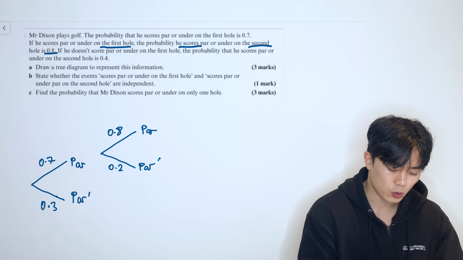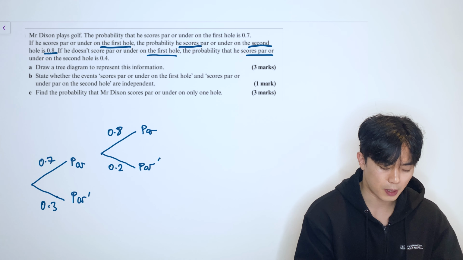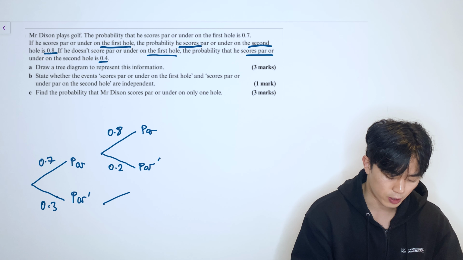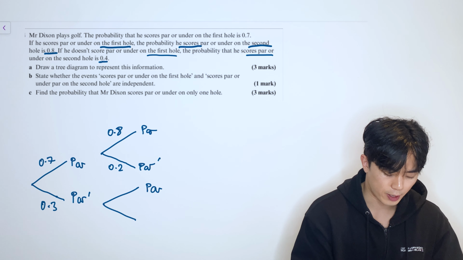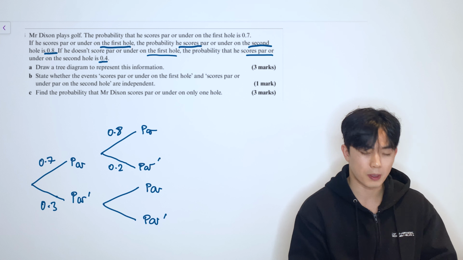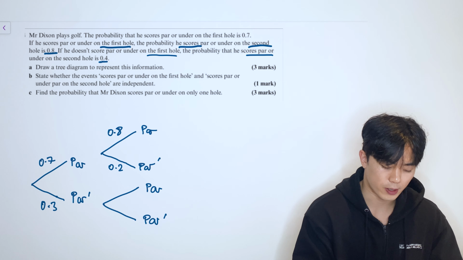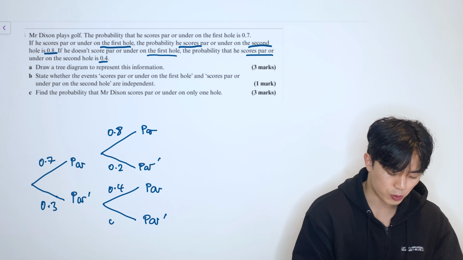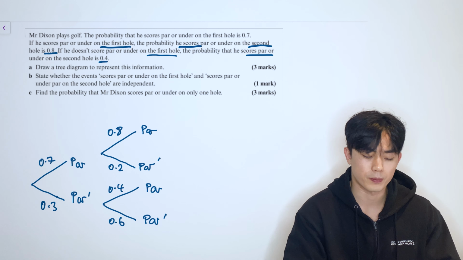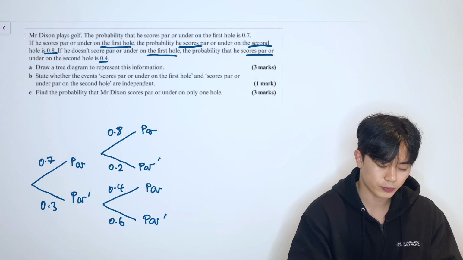Now, if he doesn't score par on the first hole, the probability that he scores par or under on the second hole is 0.4. So par or not par here as well. So if he doesn't score par, which is 0.3, the probability of scoring par in the second hole is 0.4. And therefore, this will be 0.6 because they all have to add up to 1. So this is our tree diagram here.